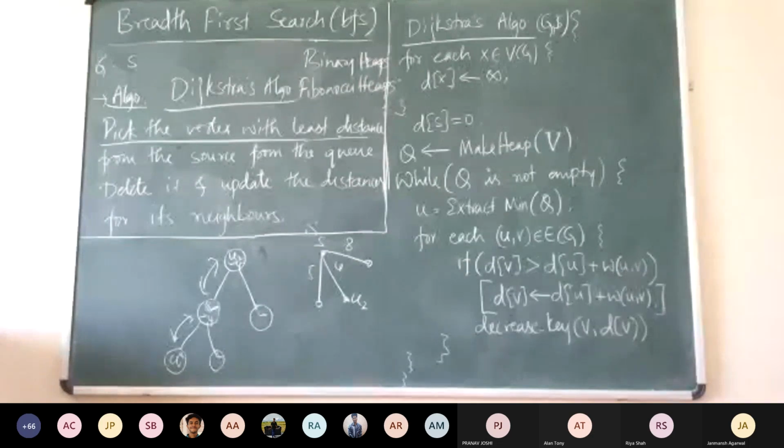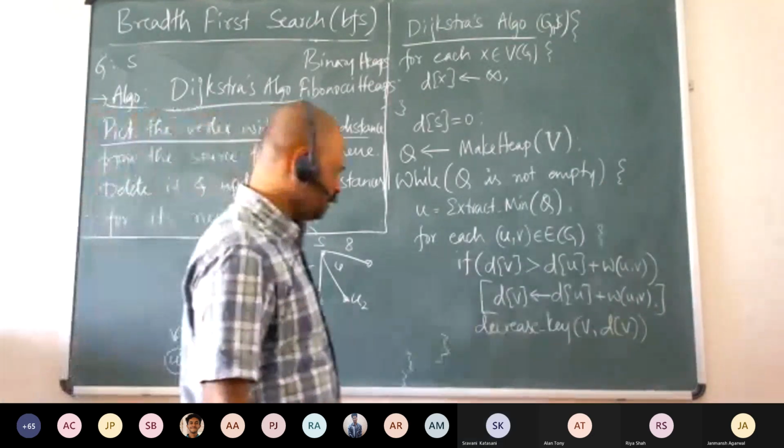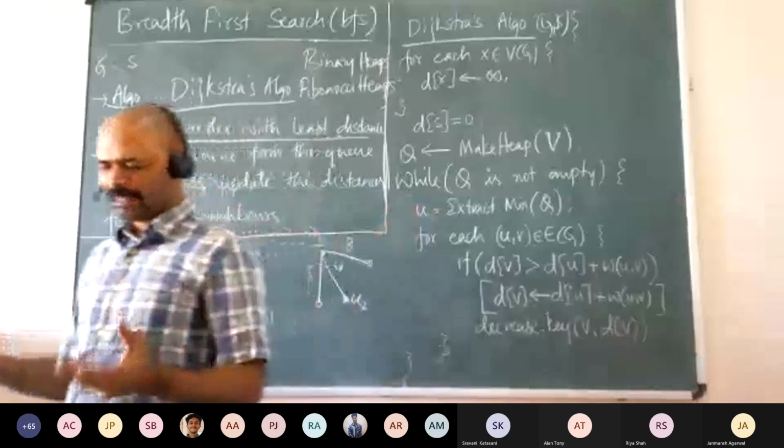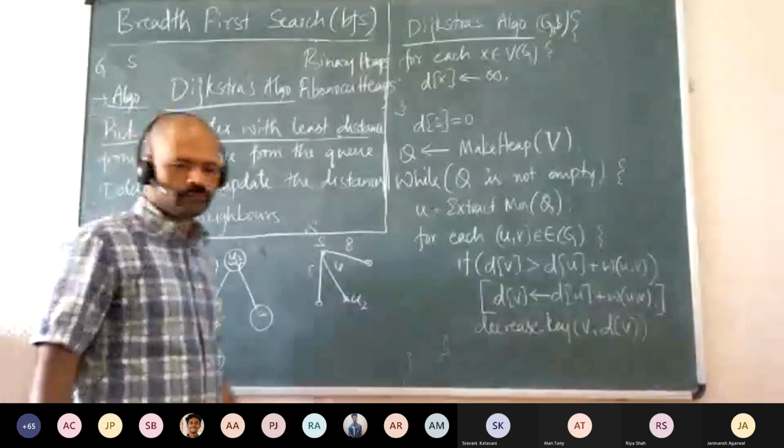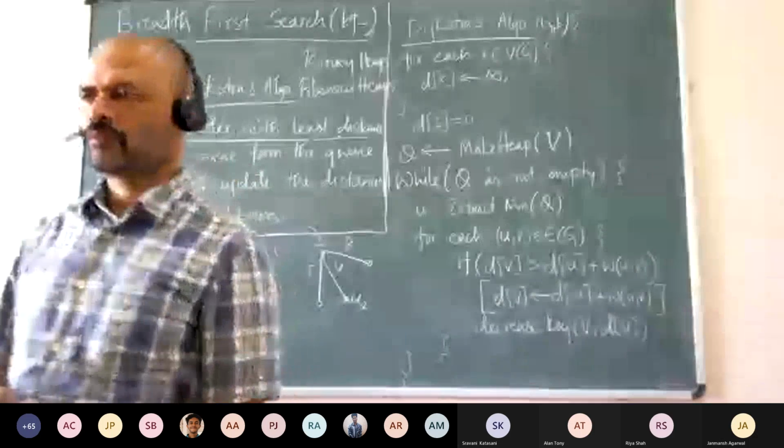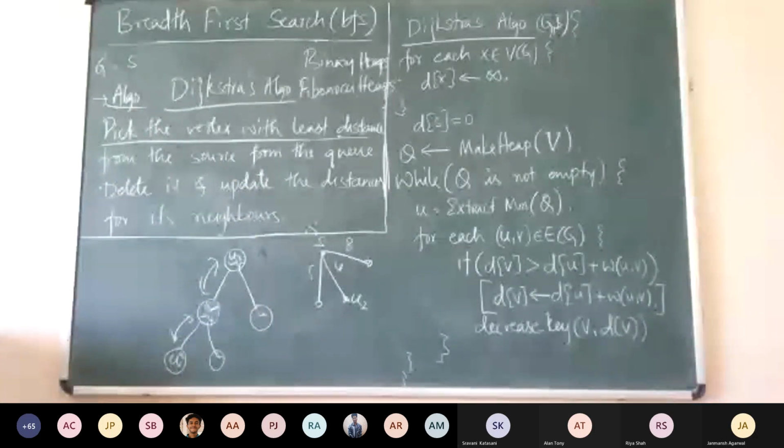So the edges in the heap have nothing to do with the edges in the graph? That is correct, Shravani. The edges in the heap are basically the edges in the tree. The graph can have innumerable edges, so this is just an auxiliary graph which we are creating. Any other question?